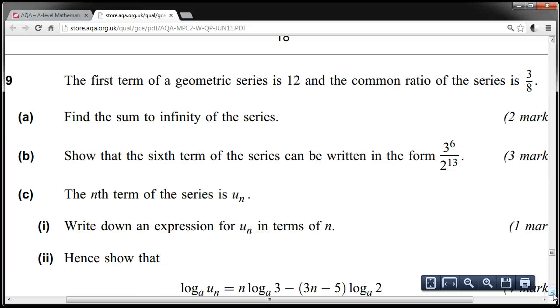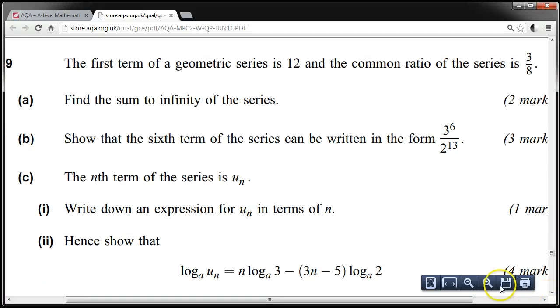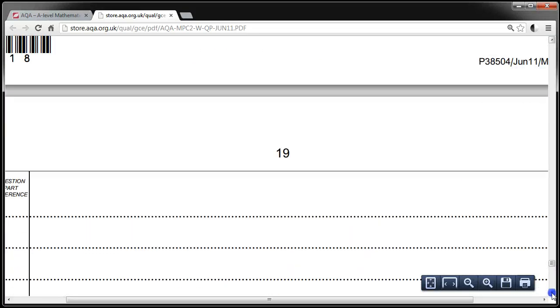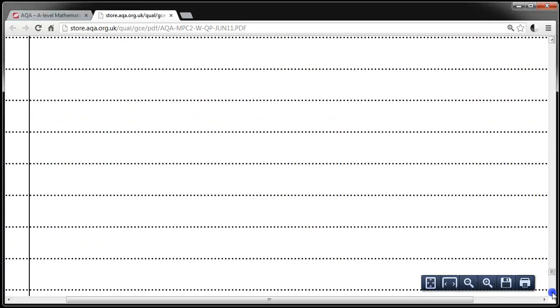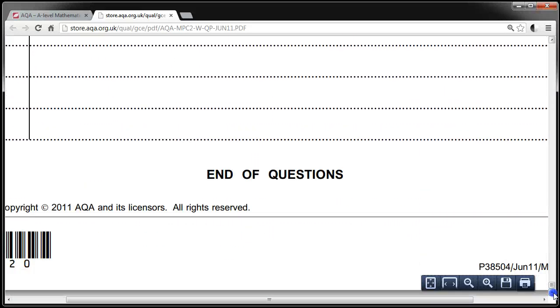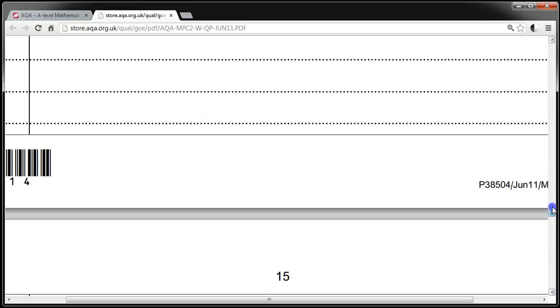Now question 9, a long question here. First term, common ratio, sum to infinity is easy. Sixth term can be written in this. Again, that's nice marks given for us there. Nth term, expression of Un, that's fine. And then use logs. So we've got to manipulate logs, haven't we, to get that relationship. But it's given there, so we'll get marks. And we don't need to double check that part of the question, do we? So that completes the question then, the paper.